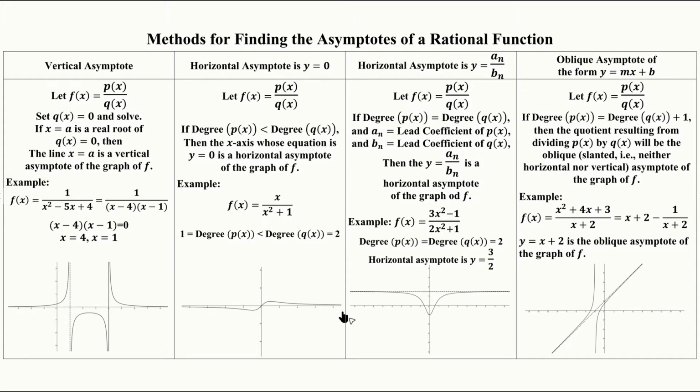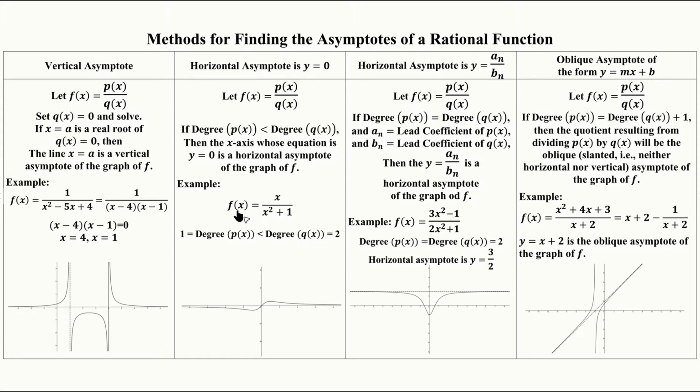The next type of asymptote we're going to look at is a horizontal asymptote that happens to be the x-axis itself. This is always going to be the case whenever the degree of the top polynomial is less than the degree of the bottom polynomial. We're not dealing with general functions here, we're dealing with numerator and denominator being polynomials, of course. Then the x-axis, whose equation is y = 0, is going to be the horizontal asymptote.